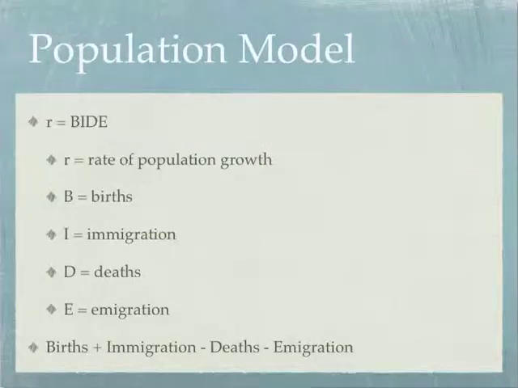Finally, we look at our equation to make our population model. Our population rate of growth, represented by R, equals a simple equation: births plus immigrations minus deaths minus emigrations. Remember that immigration means the individuals coming into a population, and emigration means the individuals leaving a population. When we factor all of this information together, we end up getting our rate of population growth.